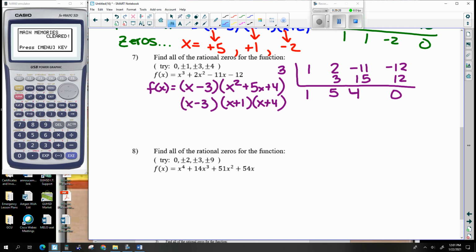There's this x minus 3 that got the party started. Everything is a singular x. So again, these are all factors. And then the zeros, which that's what the question is asking for, is going to be +3, -1, and -4.